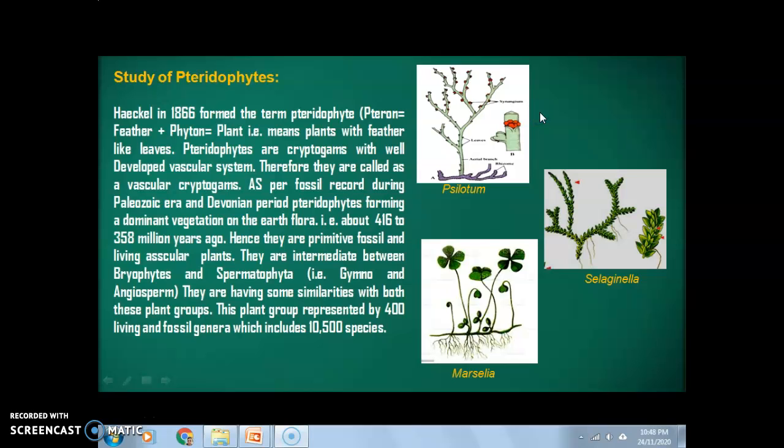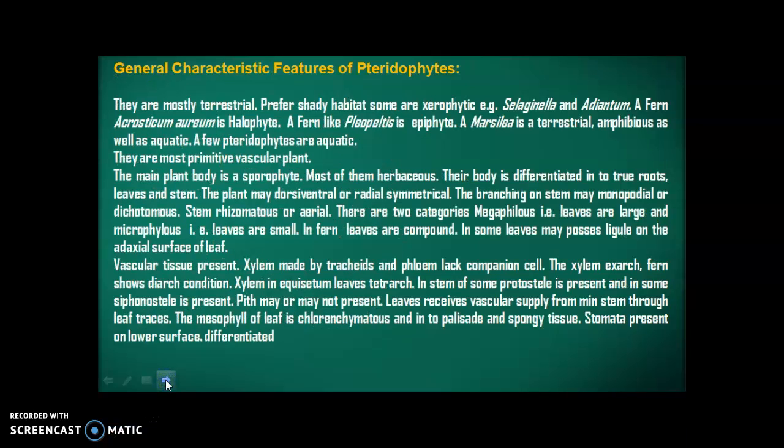This plant group is represented by 400 living and fossil genera, which include 10,500 species. These are some of the pteridophytes that we will study individually. This is Equisetum, Selaginella and Marsilea. The general characteristic features of pteridophytes.